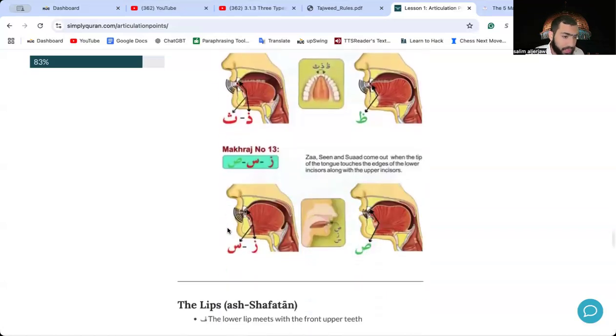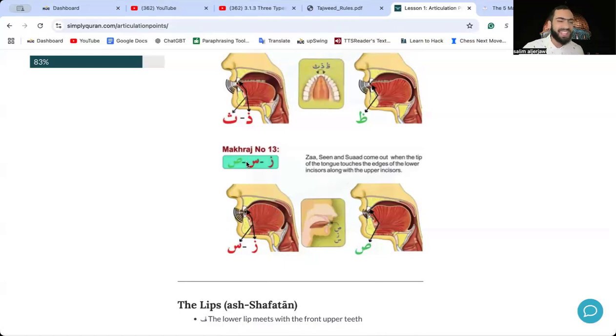All right, moving on to the next part right here. Now here, the letters Seen and Saad. Now, Seen, the tongue will be touching the lower teeth when you say Seen, and the teeth should be aligning with each other this way. Seen. The tongue will touch the lower teeth. Seen.